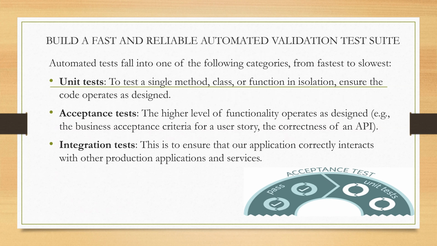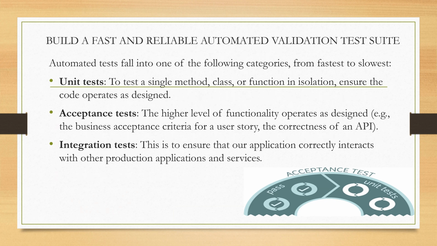So you want to automate these tests into one of the following categories, from fastest to slowest. The fastest being unit testing. Test a single method, class, or function and isolate it and ensure that the code operates as designed. So this is very easy to automate. You automate test cases and stuff to test different parts of the code.